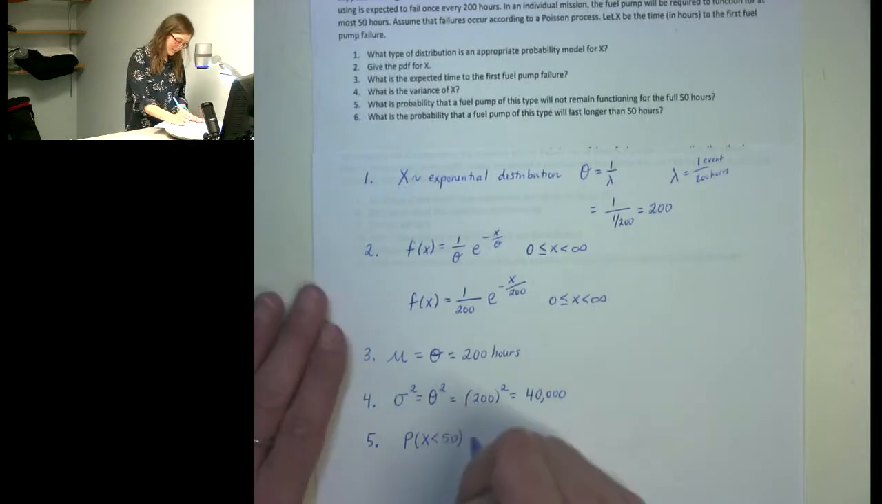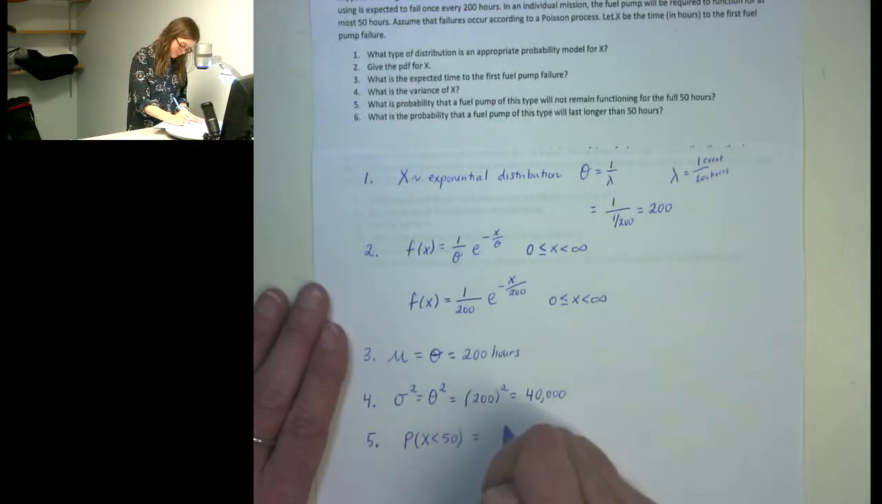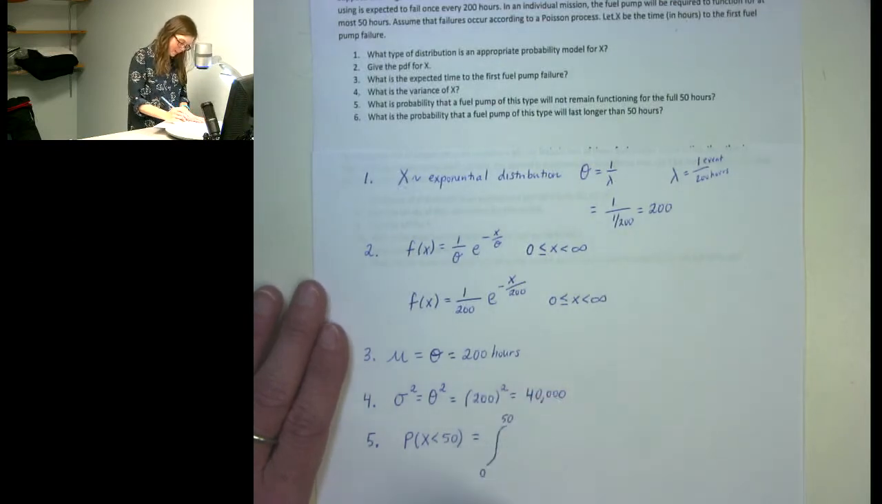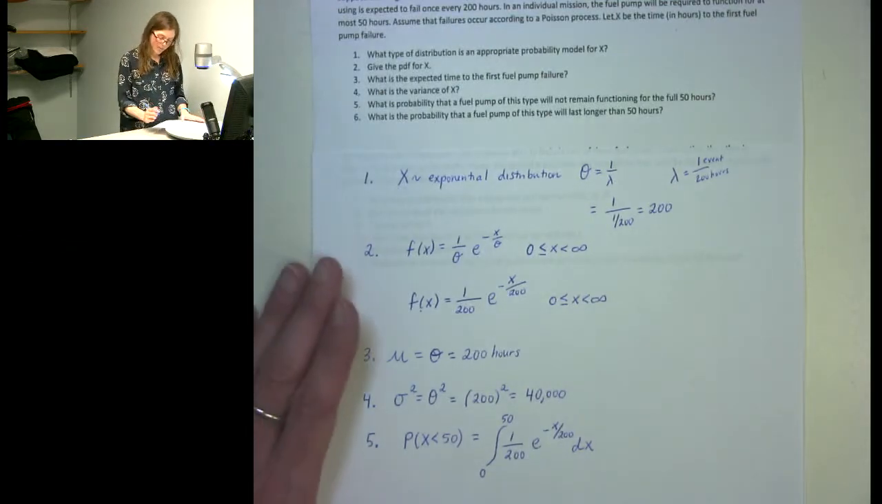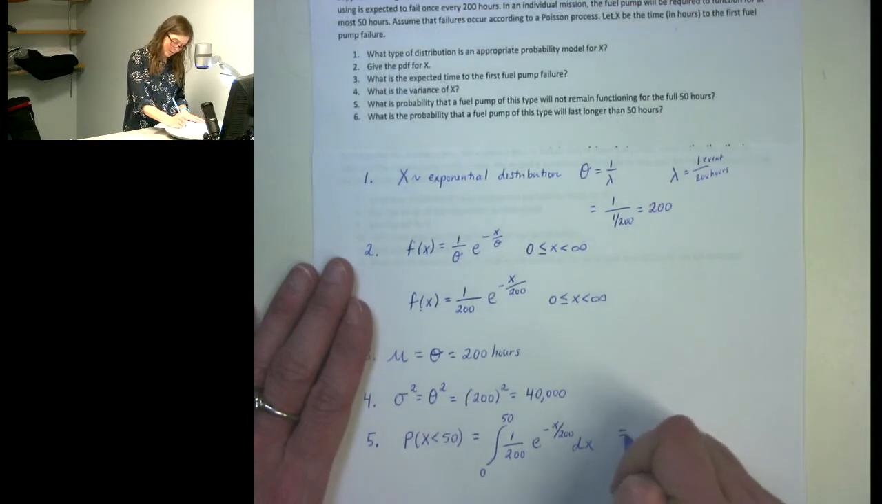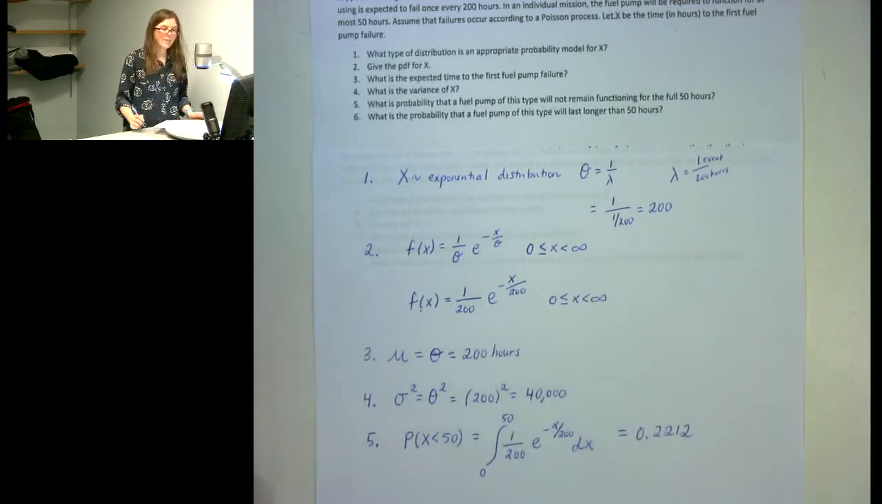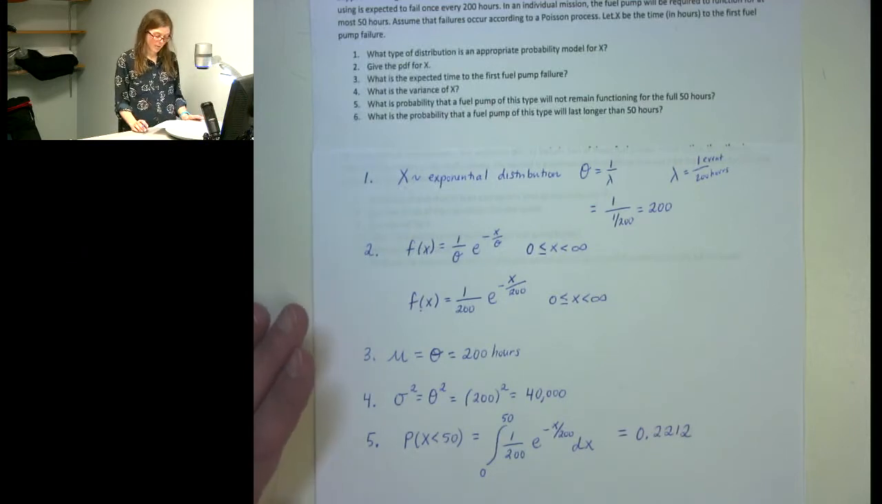And we can find this by integrating from 0 to 50 our probability density function f of x, 1 over 200 e to the minus x over 200 dx. If we go through the process of doing the integration, which I'll leave you to do on your own, we get a probability of 0.2212 that the fuel pump will fail before 50 hours.